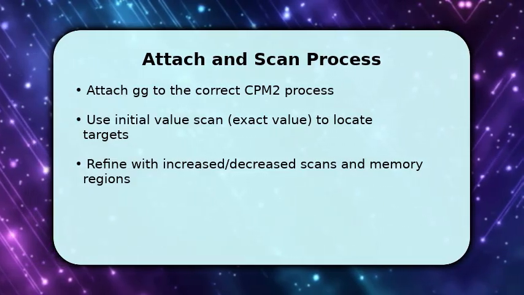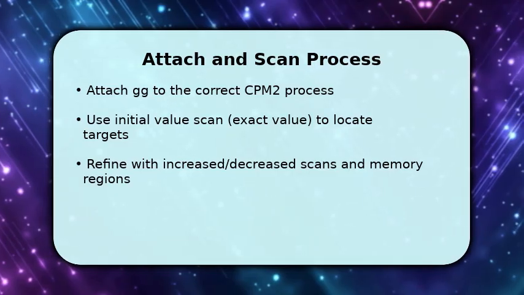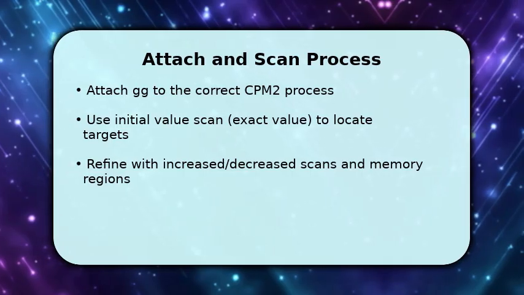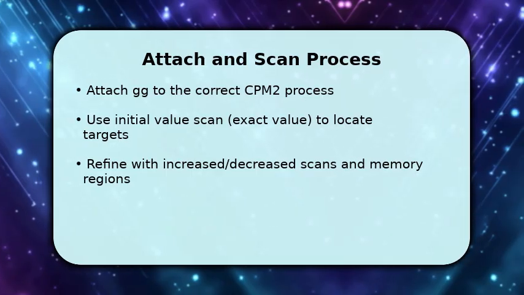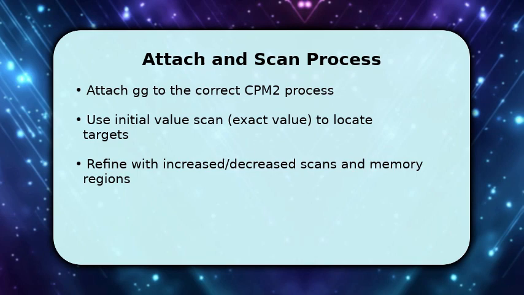Once you have hits, alter the value in-game and use increased or decreased scans to narrow results. Make sure to search appropriate memory regions if values hide in different segments. When you're down to a few addresses, test by editing one address and observing behavior to confirm the correct target.